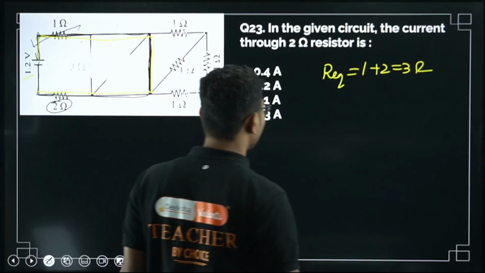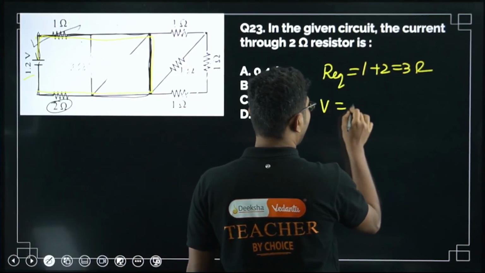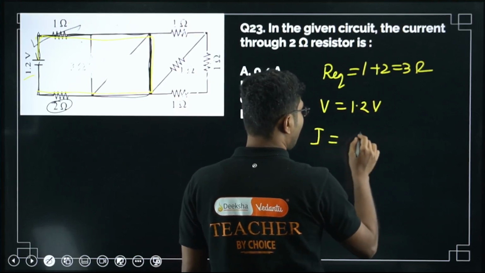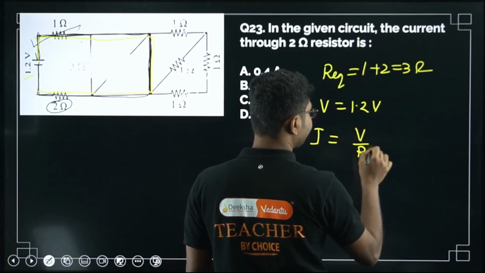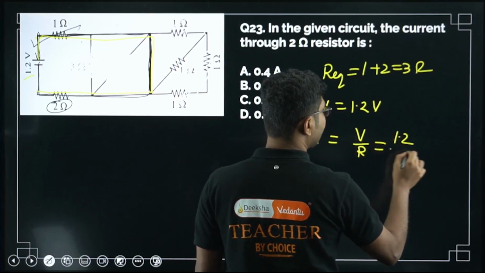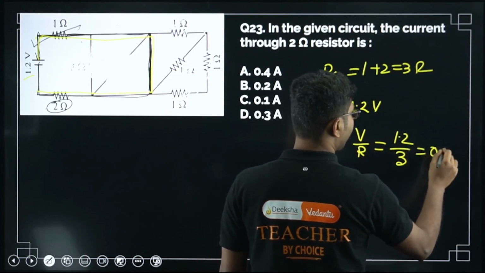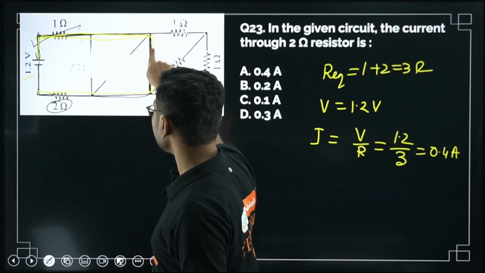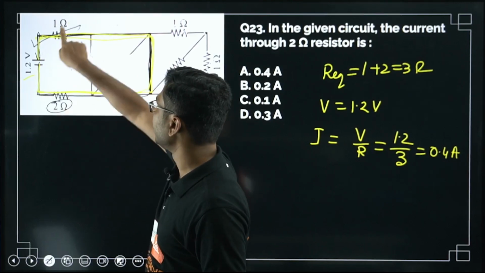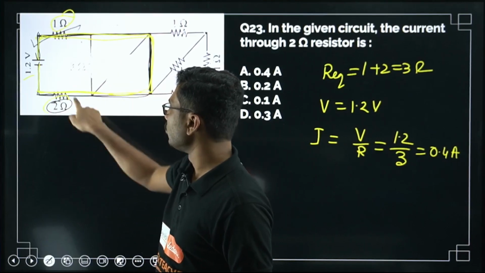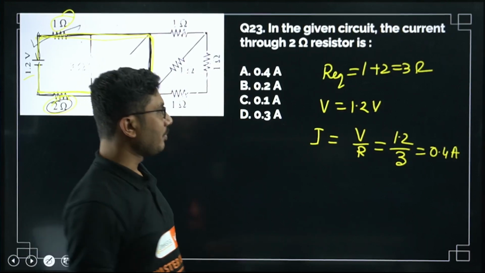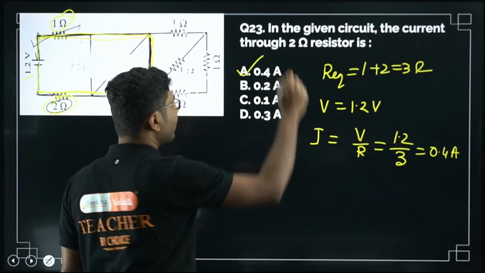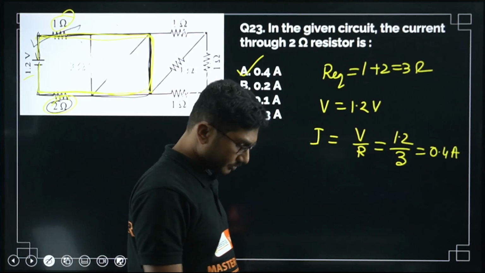The battery voltage is 1.2 volt. So what is the current? Current is V by R, that is 1.2 by 3, that is 0.4 ampere. Now the 0.4 ampere is the current in the entire circuit. The same current will pass through both the resistors, 1 ohm as well as 2 ohm. Same amount of current will pass. So here the current is basically 0.4 ampere.